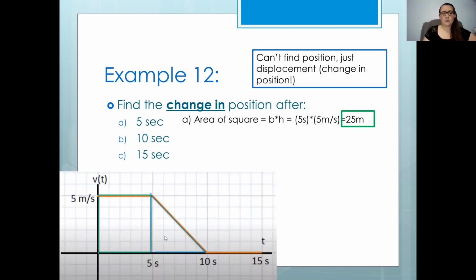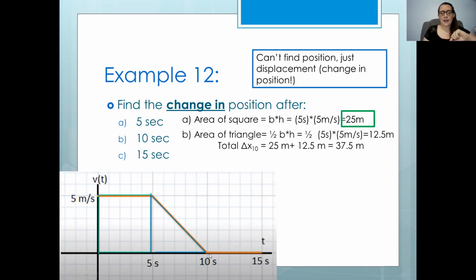The next time interval is all the way to 10 seconds. So we know what it is for the first 5 seconds. Now we're going to figure out what it is in this next section from 5 to 10. And that's a triangle. So we're going to use the area of the triangle equation, 1/2 base times height.